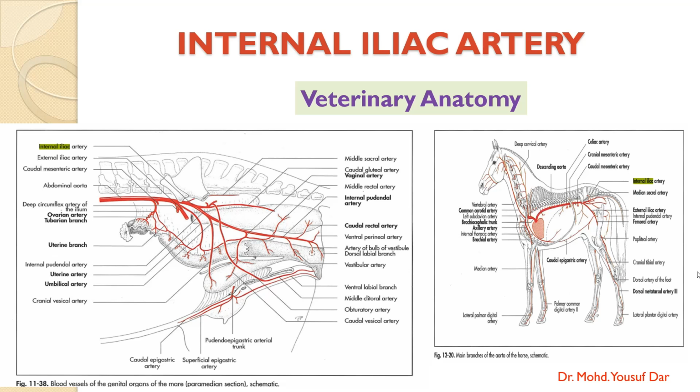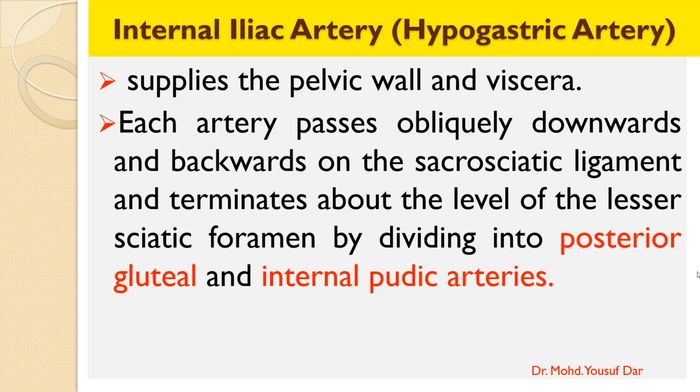In this lecture, we will discuss the internal iliac artery. As we know, the abdominal aorta undergoes iliac quadrification at the level of the fifth or sixth lumbar vertebrae. That means it gives two external iliac arteries and two internal iliac arteries. The external iliac arteries supply the hind limb, while the internal iliac arteries supply the pelvic wall and the viscera.